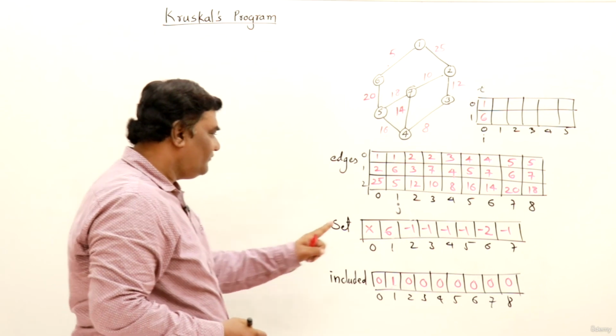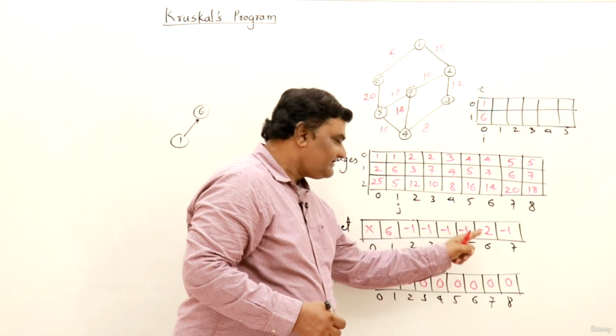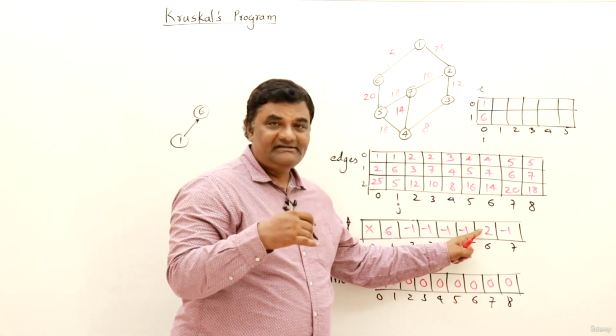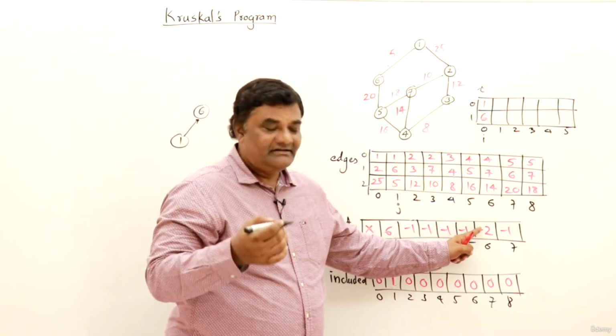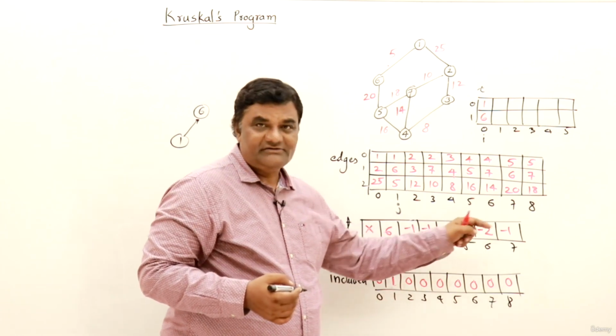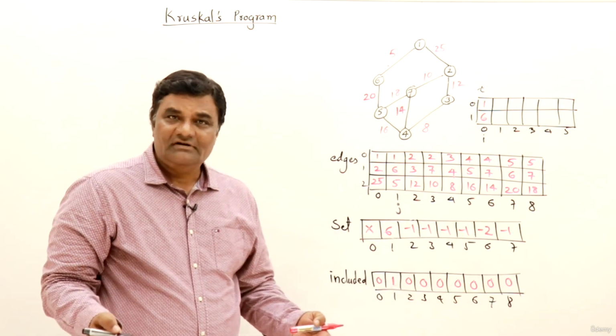It is just like this. 1 says that my parent is 6. And 6 says that I am the parent of myself, I am the parent of a set, and I have 2 vertices, minus 2. That's all. Step is over.